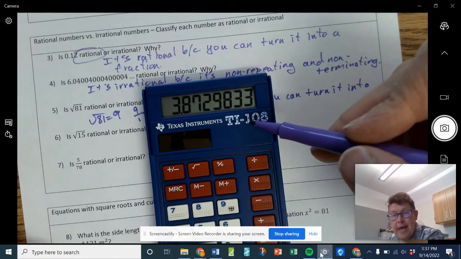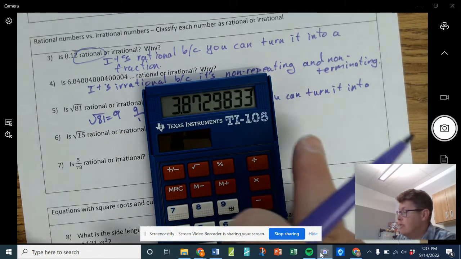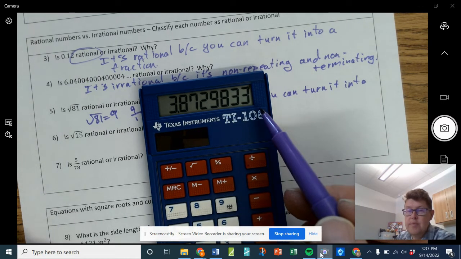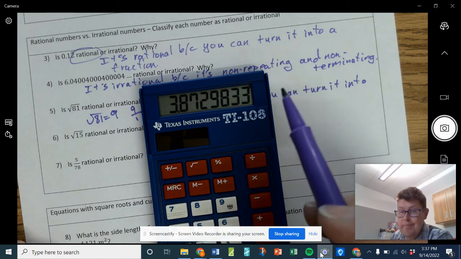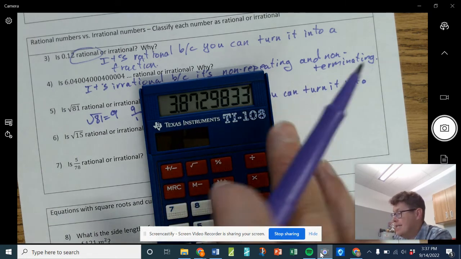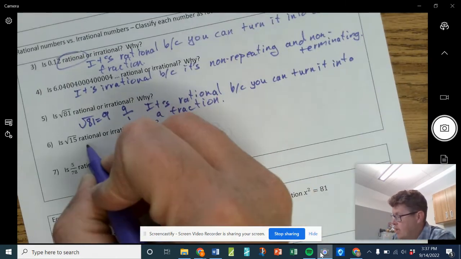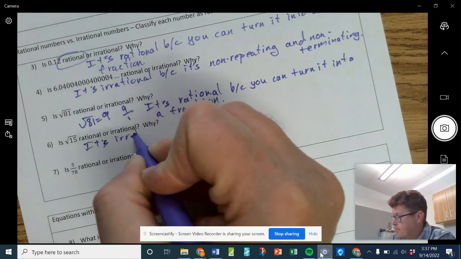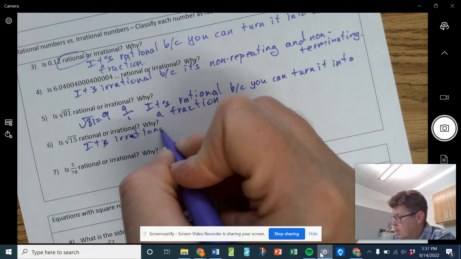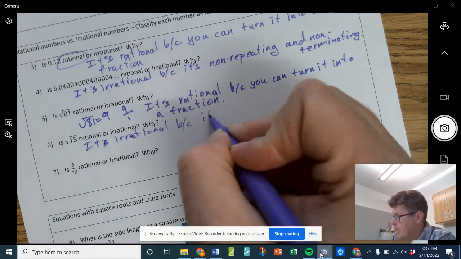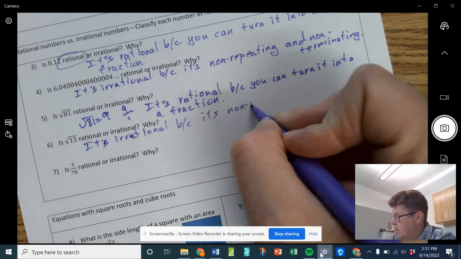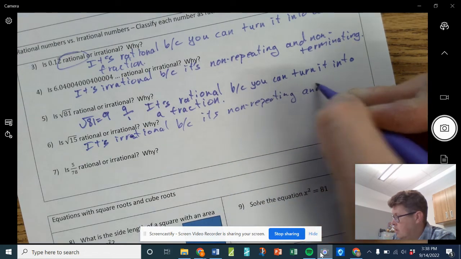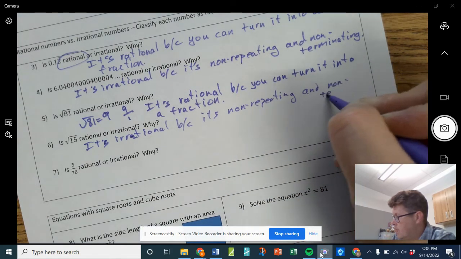Oh, we have no pattern and we have no end to it, right? So technically this goes on forever, right? But the calculator is limited in the number of decimals or the number of digits it can show, right? So again, it's non-terminating, non-repeating. So it's irrational because it's, again, non-repeating and non-terminating.